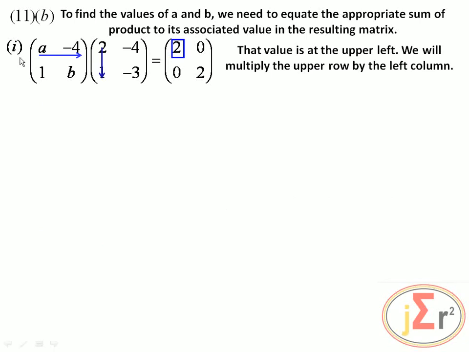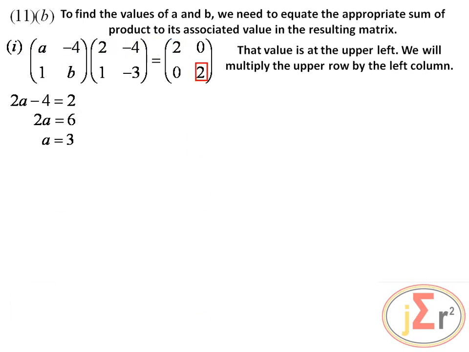And what do we get? A times 2, negative 4 times 1. So 2A, as we have it right there, 2A plus negative 4, or 2A minus 4 is equal to 2. So those two are equal. 2A minus 4 is equal to 2, and we may solve that. 2A is equal to 6, transposing that by addition, and then A is equal to 6 divided by 2, which is equal to 3.